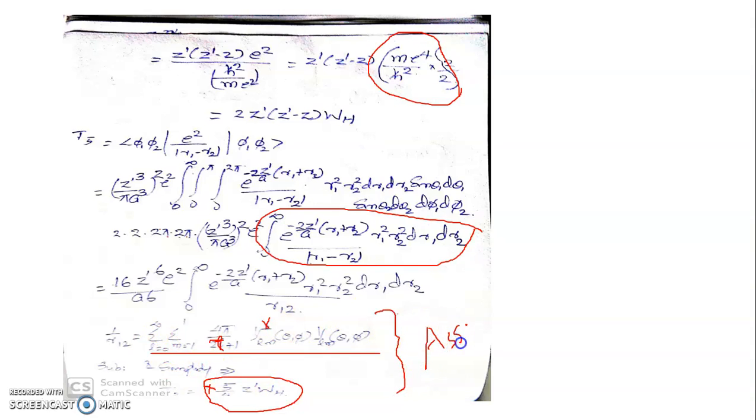Assignment problem. Substitute 1 by r12 equal to this one and evaluate this integral as (5 by 4) Z' WH. If you are interested, you can refer to Applications of Quantum Mechanics by G. Aruldas.